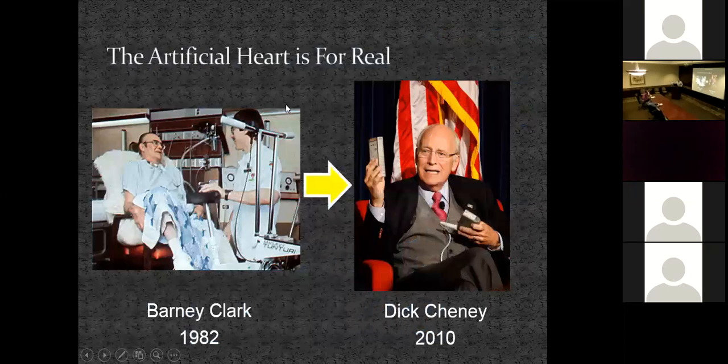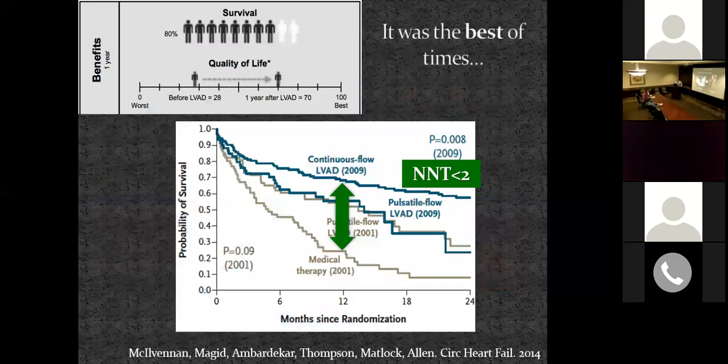So this is really the current permutation of the artificial heart. The first artificial heart was Barney Clark in 1982, and I think he lived for like 100 days in the ICU, and they took out his whole heart and put in a new heart. And that was the first permutation. And then now we have the LVAD, which is really that assisted pump for the left ventricle. And this is what Vice President Cheney had before he had his heart transplant. He had one of these for a couple years.